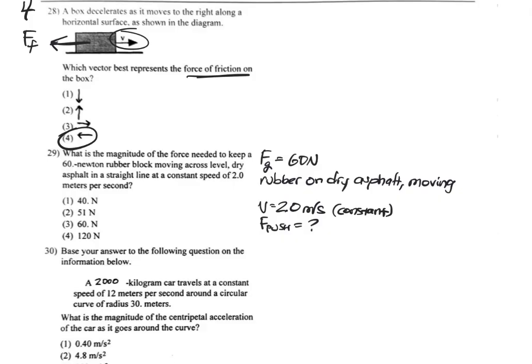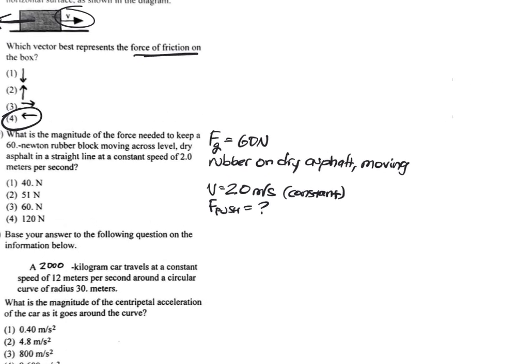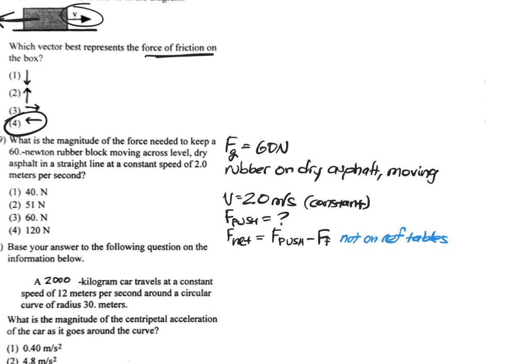So we're going to be solving for the friction force, but I want to show you why. You may remember that net force is push minus friction, which is not on the reference tables, and since the velocity is constant, that means that my net force is equal to 0. So the left side of the equation is 0, push minus friction, which means that push equals friction. And so what we're actually solving for here is the friction force.